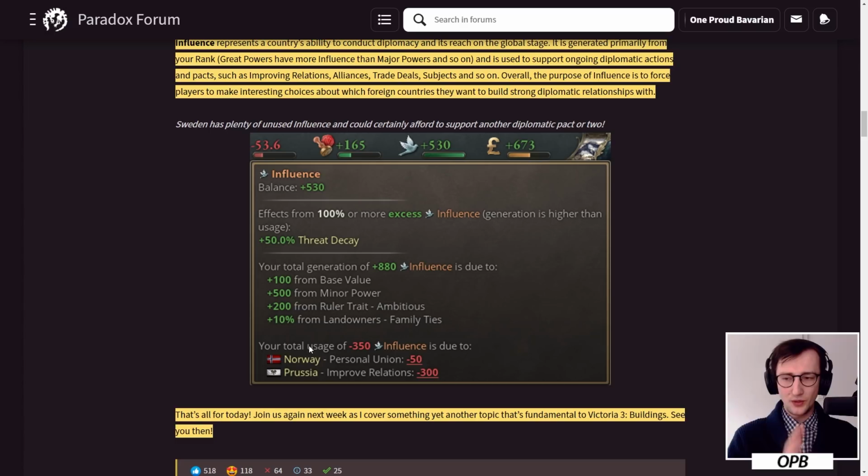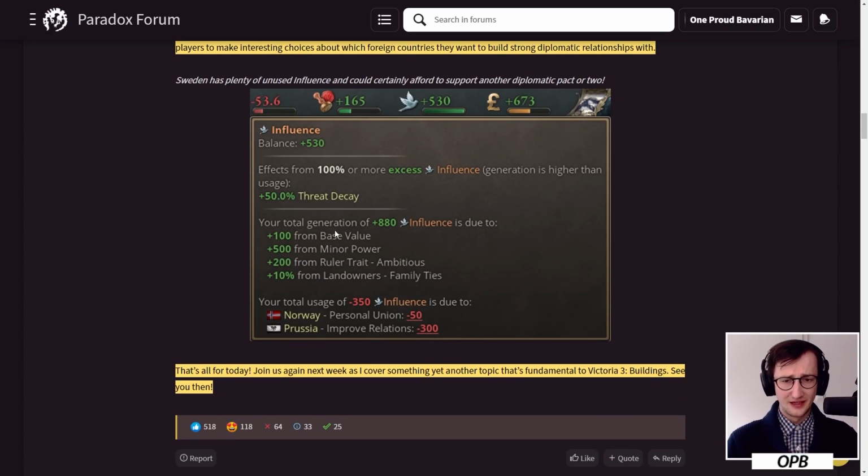Now in Victoria 3, we do this via the capacity of influence. You can see it right here. Currently we have a positive balance. Don't worry too much about the details of the numbers here, that is all day-to-day politics and balancing. It doesn't really matter. But basically, if you have excess influence, which is a capacity, daily reminder, you will get a threat decay.